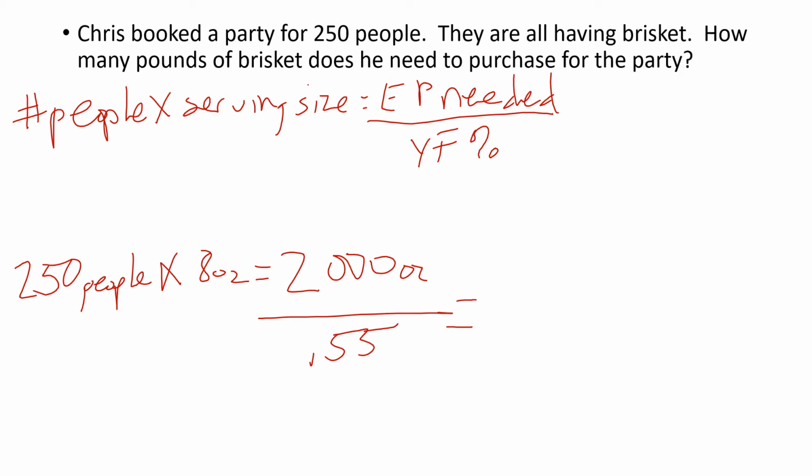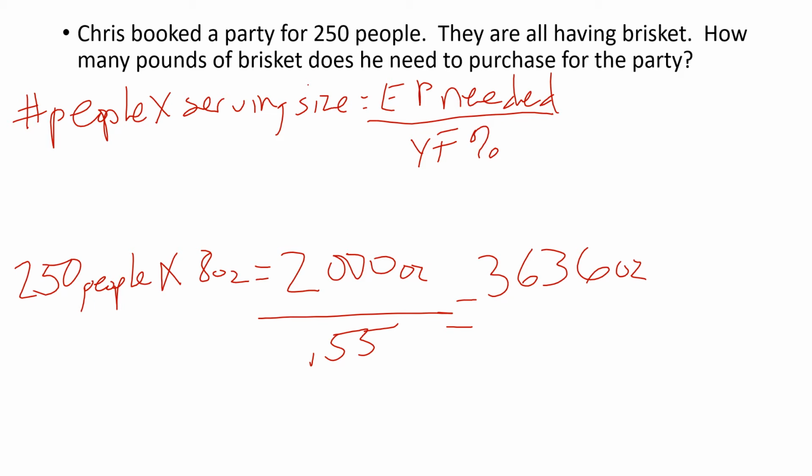and what do we get? 2,000 ounces divided by 0.55. Alex, what did you get? 3,636 ounces. Now, do I call up Cisco and say, hey, Cisco, I need 3,636 ounces of brisket? No. Pounds. We order brisket by the pound.